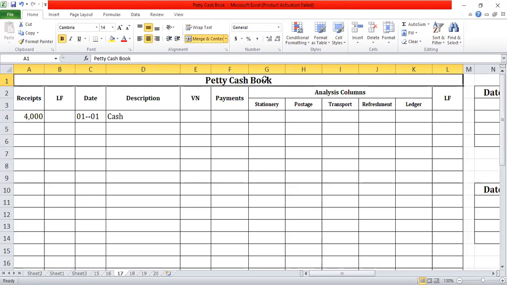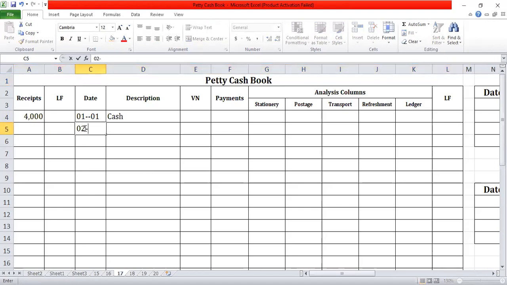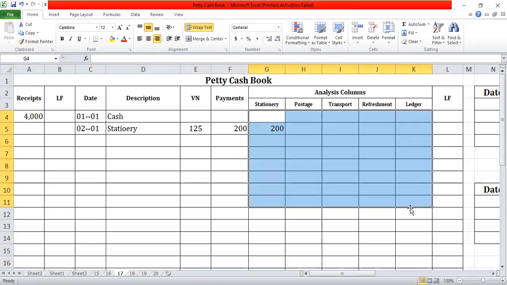Okay, children, great. So the next transaction is on 2nd of January. Put the date. Stationery, voucher number 125. Value of the payment 200. You can analyze that under the stationery analysis column. Anything that you record in the payment column has to be analyzed in the respective analysis columns. But usually it records only in a single column. Stationery, only the stationery. The same value can't be recorded in another column. Okay, you are analyzing the payment.